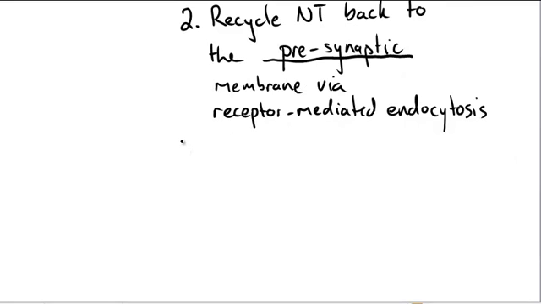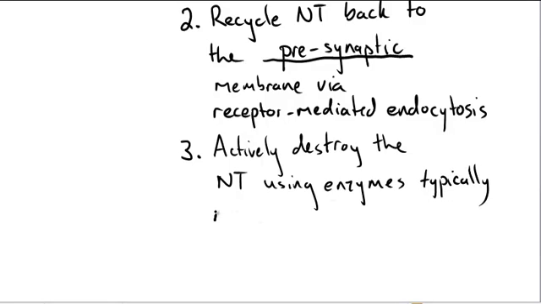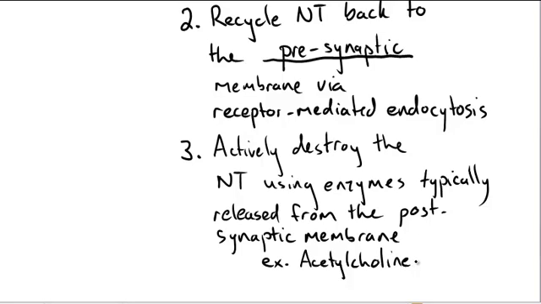presynaptic side. And finally, we can actively destroy the neurotransmitter using enzymes typically released from the postsynaptic cleft. Postsynaptic membrane. Example, an enzyme called acetylcholinesterase. Just one E.